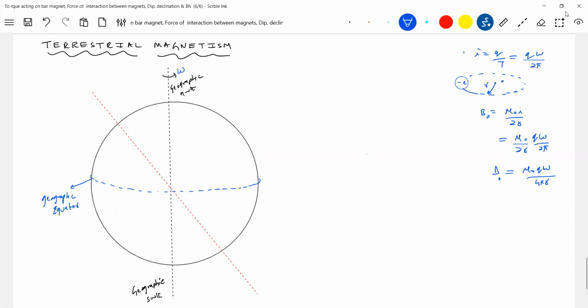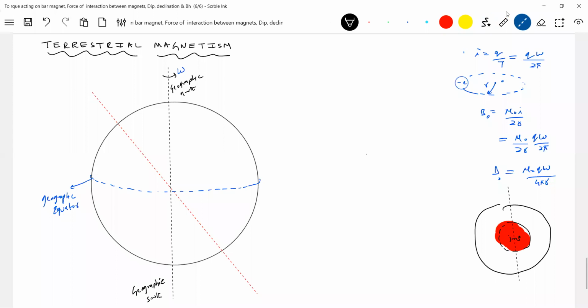So what is the core of the Earth? The core of the Earth we will assume is made up of ions. These ions, what is the state of the Earth? The Earth is revolving. So as it revolves around its axis, these ions also will rotate, no? So rotating charged particles will produce a magnetic field.